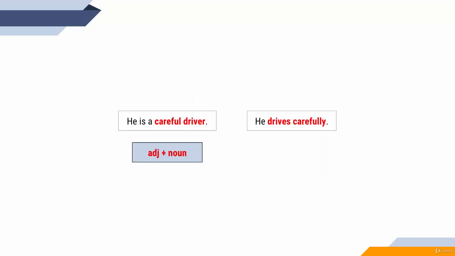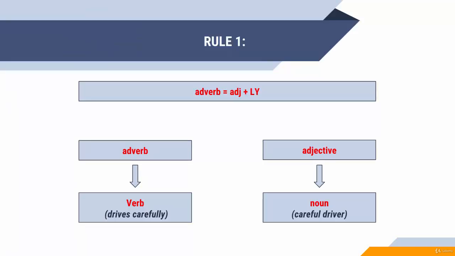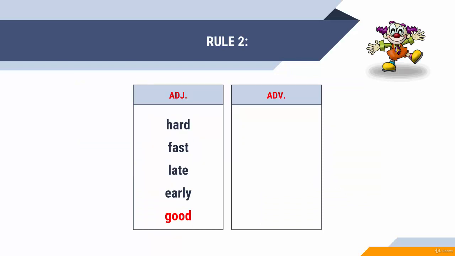So if we want to formulate it again, we need an adjective in front of the noun and an adverb which goes after the verb. The basic rule is that an adverb is formed from the adjective, and after the adjective we add ly. For example, careful, carefully. So adjective plus ly. But, of course, there are some exceptions, and we are just at the very beginning of the course, so let's start step by step.